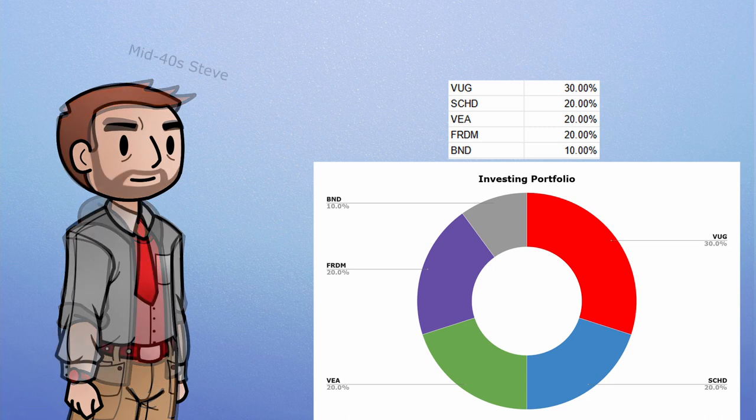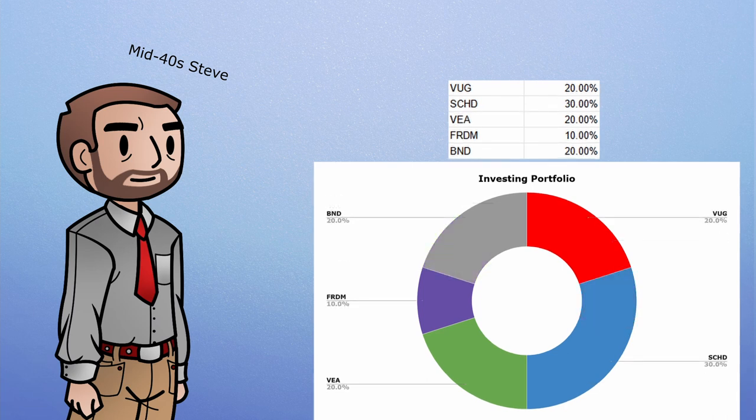Steve is now in his mid-40s and he might not want as much risk involved in his portfolio. That means he's reduced his positions in ETFs where emerging markets and growth stocks hold more weight. His positions in VUG and FRDM have decreased. However, his position in VEA remains at 20%, while his positions in SCHD and BND have both increased by 10% each. I think that these are good moves.